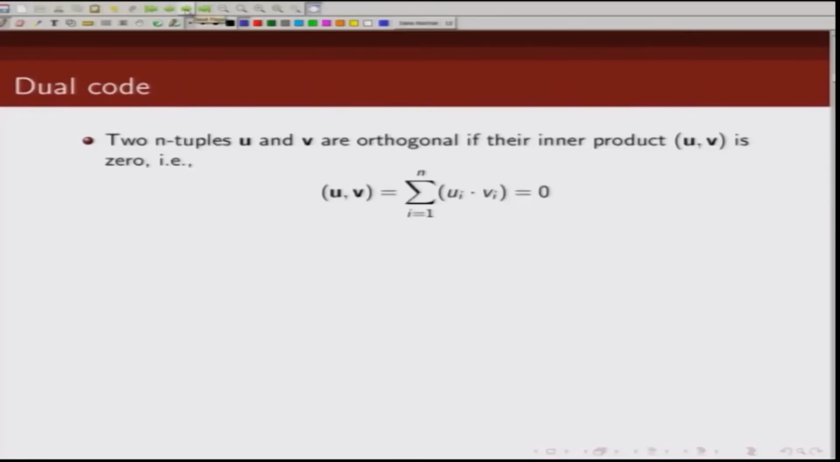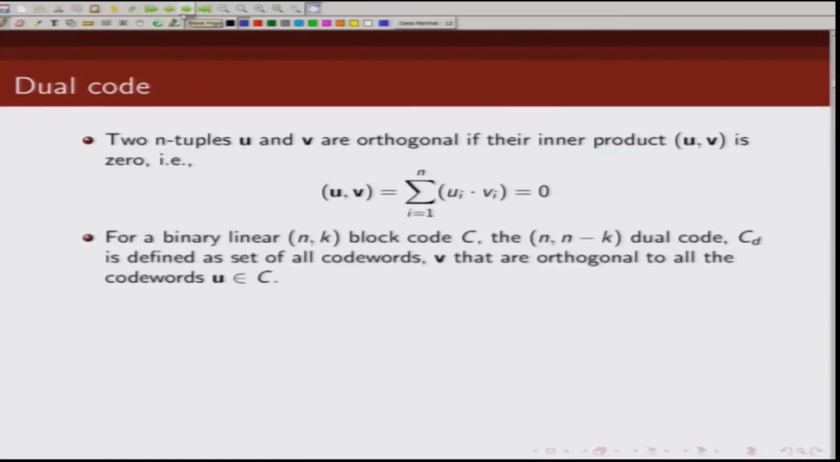Before I discuss what a dual code is, I would like to define what I mean by two vectors u and v being orthogonal. Two vectors u and v are orthogonal if their inner product, which is defined like this, the component-wise dot product, is 0. We call these n-tuples u and v orthogonal.